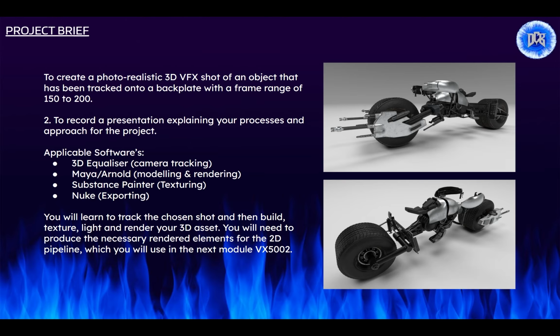The project brief was as follows: to create a photorealistic 3D VFX shot of an object that has been tracked onto a backplate with a frame range of 150 to 200, and to record a presentation explaining your processes and approach for the project. The applicable software were 3D Equalizer for camera tracking, Maya and Arnold for modeling and rendering, Substance Painter for texturing, Nuke for exporting, and you will learn to track the chosen shot and then build, texture, light, and render your 3D asset. You will need to produce the necessary rendered elements for the 2D pipeline, which we will use in the next module, VX5002.